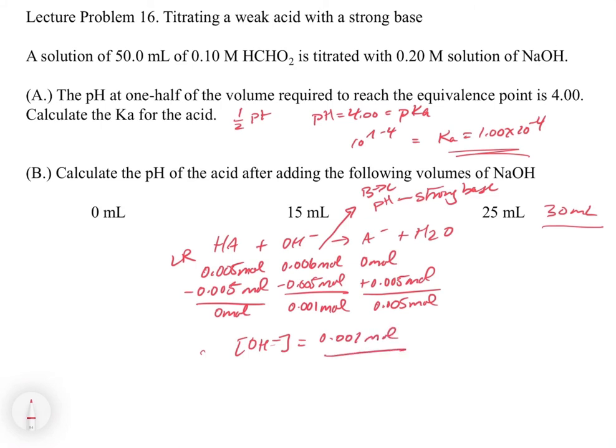So we're going to get a concentration of OH minus by taking our 0.001 moles. We need a total volume. I have my 50 mils that I started with, from above, plus my 30 mils of base that I added. So this gives us 0.080 liters. And so our concentration is going to equal 0.0125 molar. If I want to get a pOH from this, I can take the negative log of that, and I get 1.90 for my pOH, and so this gives me a pH equal to 12.1.